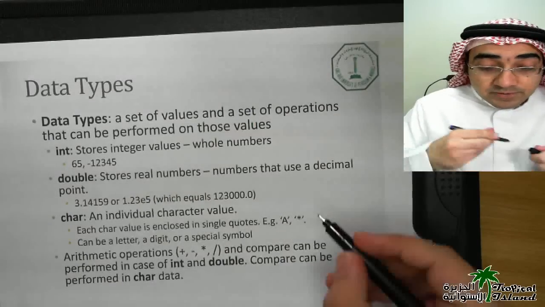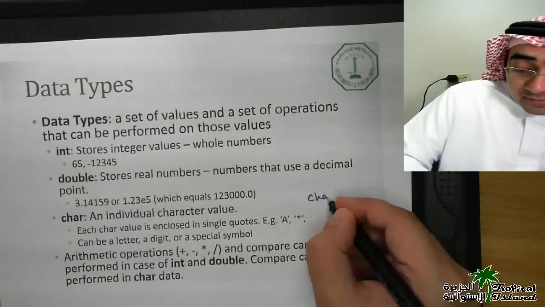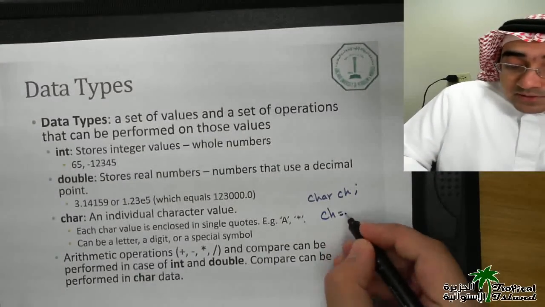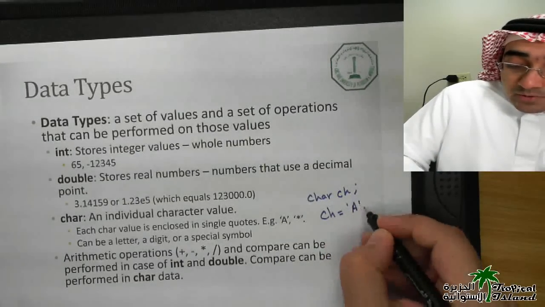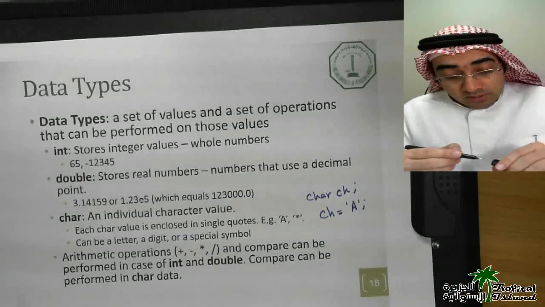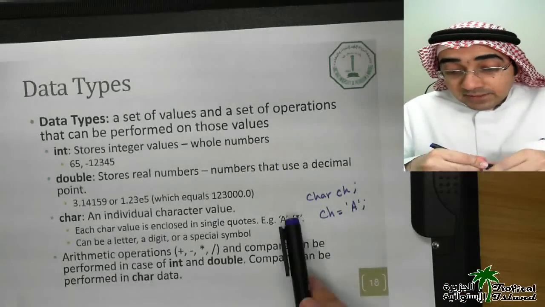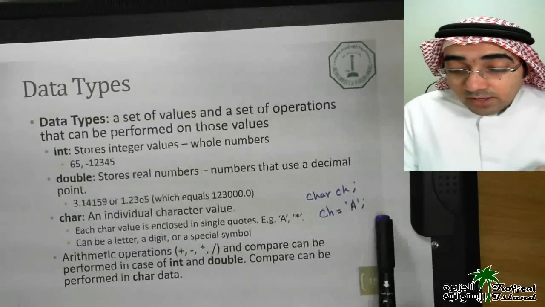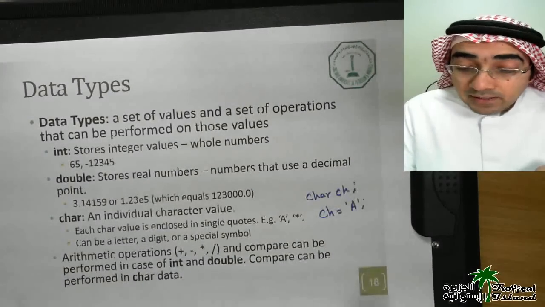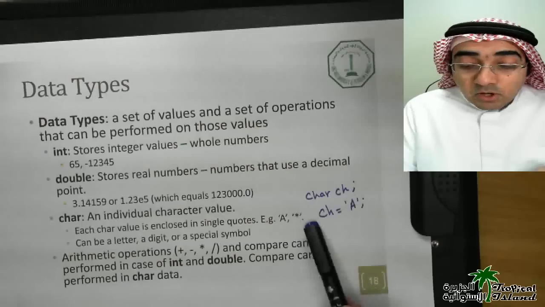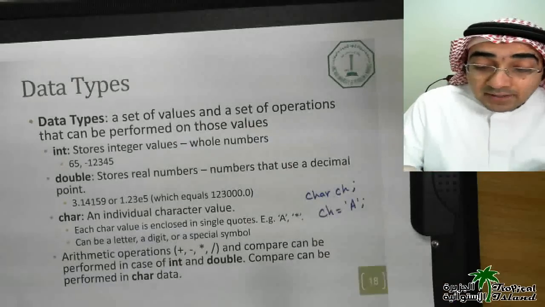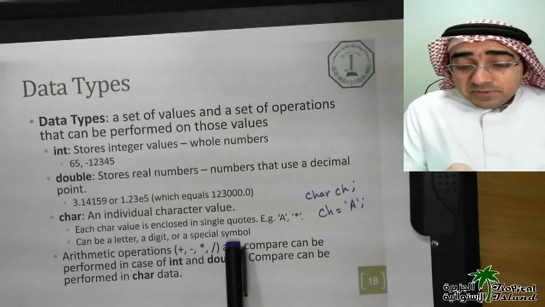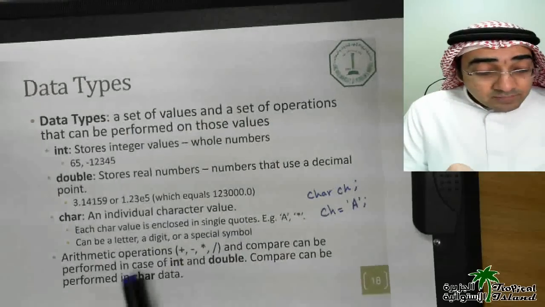So you can say, for example, over here, char ch, semicolon, and then you can say ch is equal to, and between single quotes, you put the letter that you want, and a semicolon, okay? So over here, I declare a character, ch, and then ch is equal to 'A'. I assign it A, put it between single quotes and put a semicolon, and that's an instruction that will assign A to ch, okay? It can be a letter, a digit, a specific number, or anything else, okay?